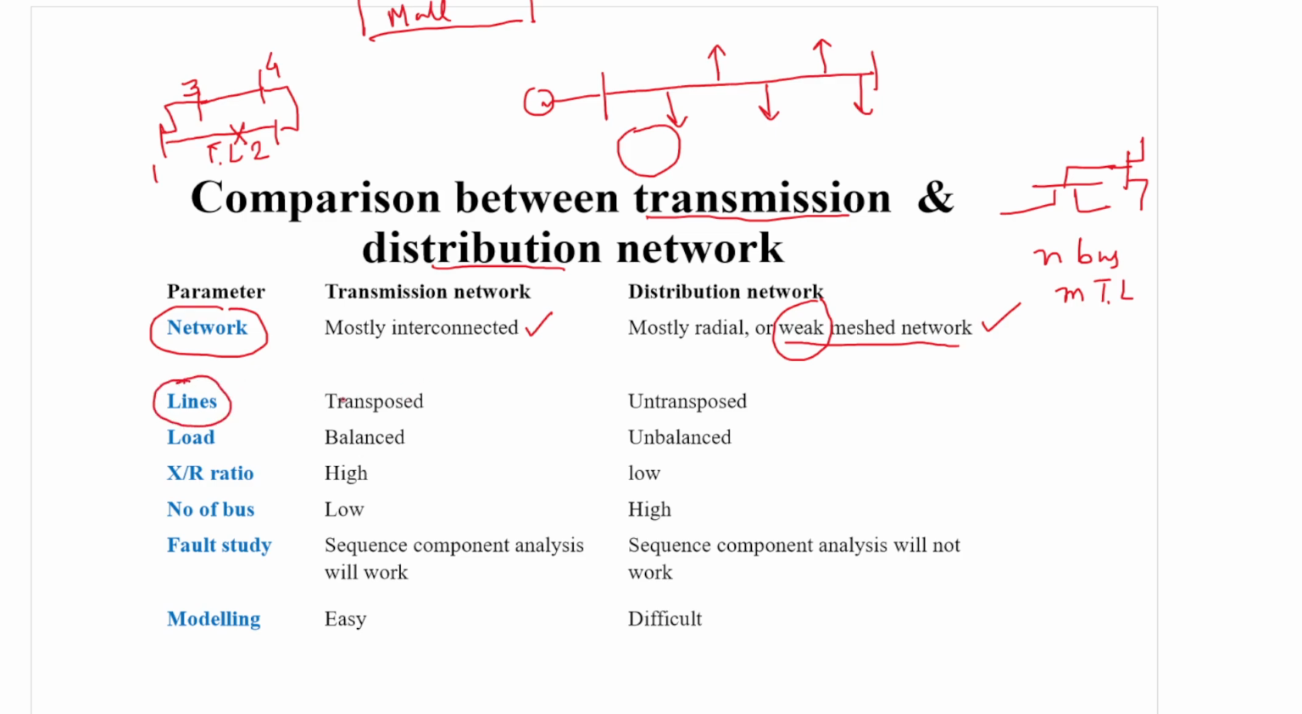Now let us come to the next part, which is the transmission line and distribution line. Now the transmission lines should be transposed in order to decouple the R, Y and B phases. On the other hand, distribution lines are untransposed in nature. Distribution lines are untransposed in nature. That is why the R phase, Y phase and B phase are not decoupled from each other.